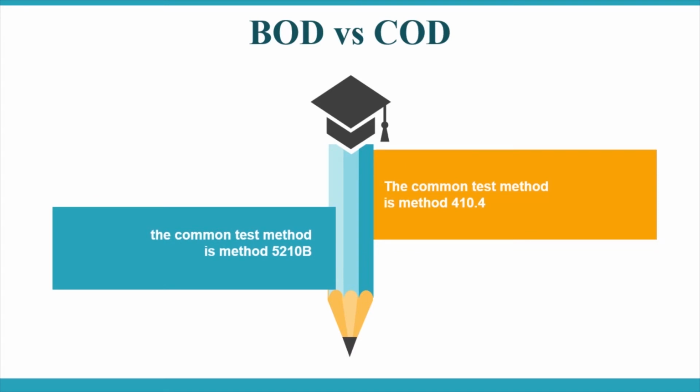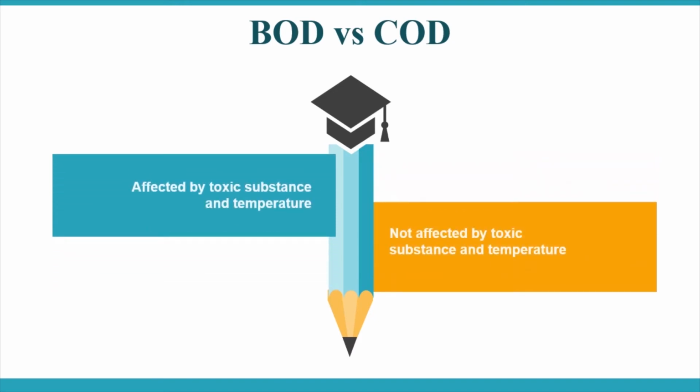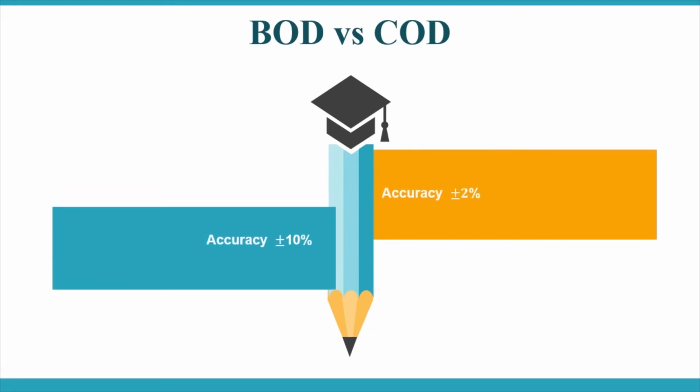The common test method for BOD is method 5210B, and the common test method for COD is method 410.4. BOD is affected by toxic substances and temperature, while COD is not affected by toxic substances and temperature. BOD has an accuracy of more or less 10%, while COD has an accuracy of more or less 2%.